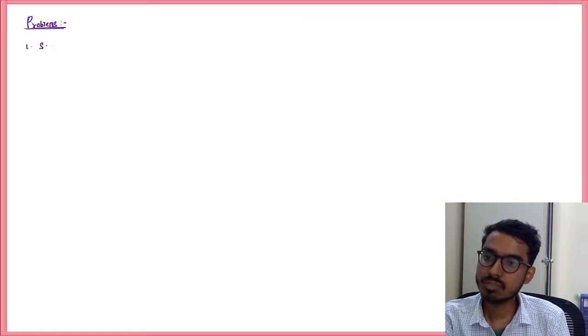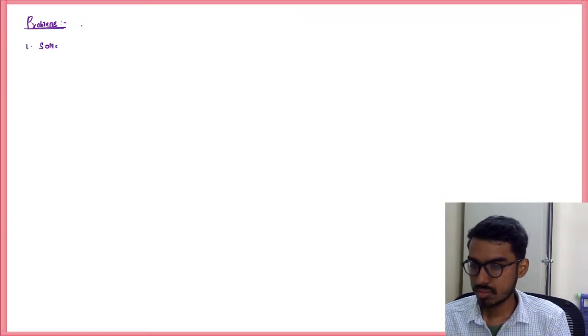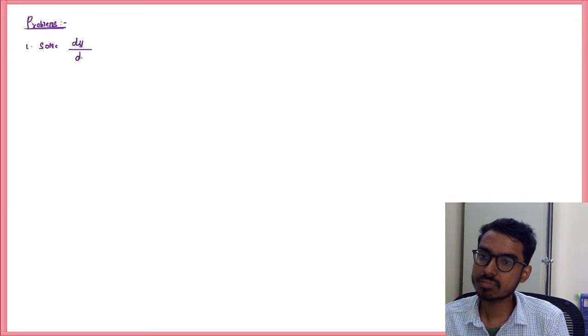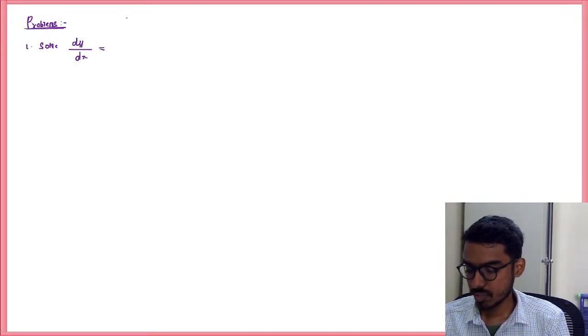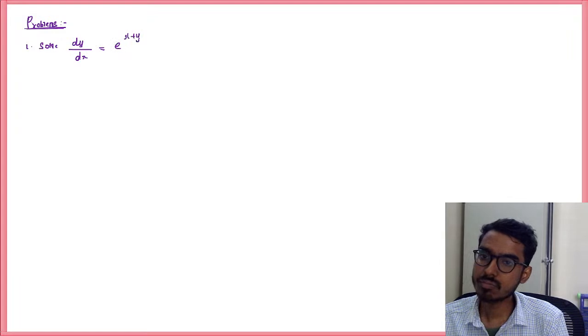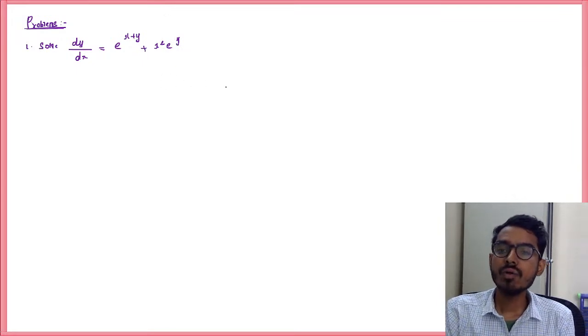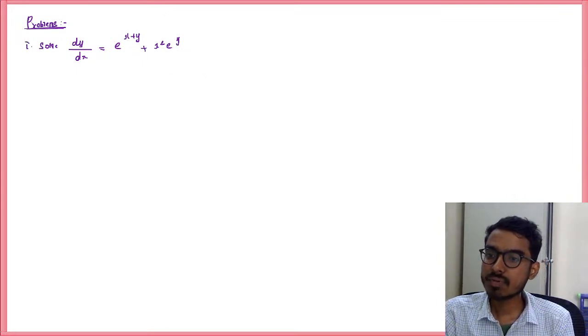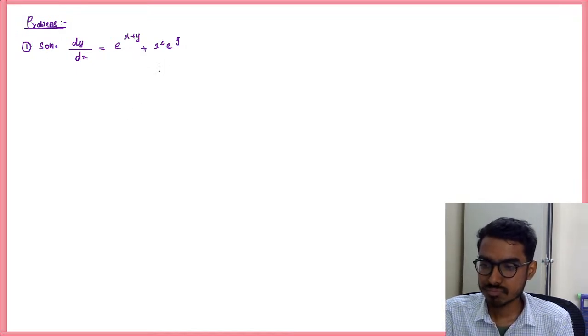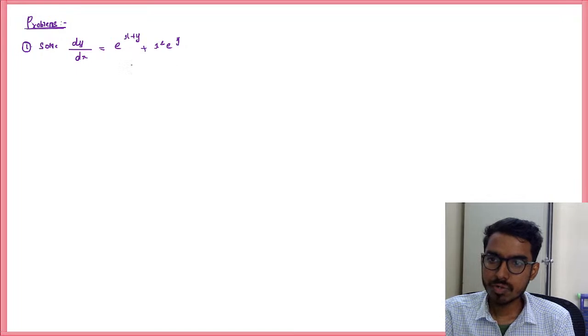First, solve dy by dx is equal to e power x plus y plus x square e power y. We're going to solve all these problems by the variable separable method only.